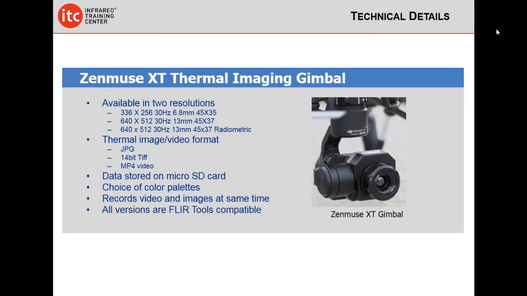We'll look at the ZenMuse XT gimbal. We can see that that's available also in two different resolutions, 336 by 256, 640 by 512. I've been getting quite a few questions also about the XT performance line or the XT radiometric line. And questions are referring to, what is the difference?